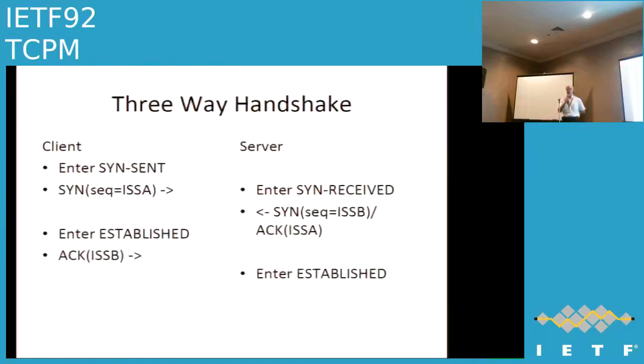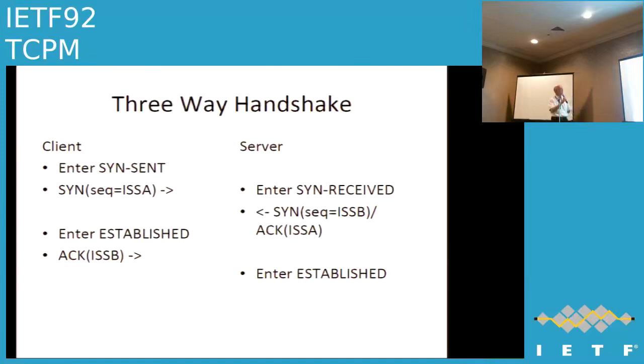Next slide. So let's take a quick look at the traditional three-way handshake in TCP. A client sends a SYN packet and enters SYN sent state. The server gets that SYN, sends back the SYN ACK, and enters SYN receive state. And when the client gets back that SYN ACK, it enters established state, sends an ACK, and the server enters established state. Should be pretty straightforward.